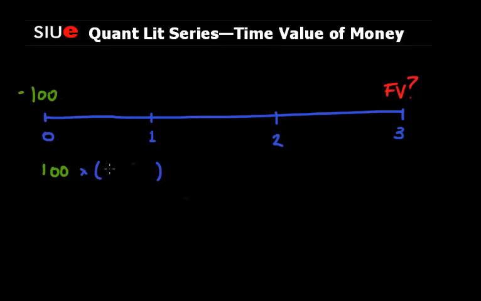Using the same idea we had before, we're going to take 1 plus the interest rate. Now instead of raising it to the first power, we're going to raise it to the third power. And if you get your calculator and do that math, you will see that $100 invested at 10% over 3 years is $133. So the future value of $100 invested for 3 years at 10% is $133.